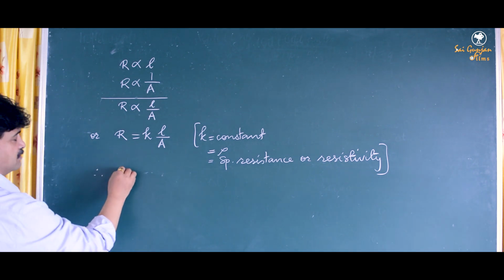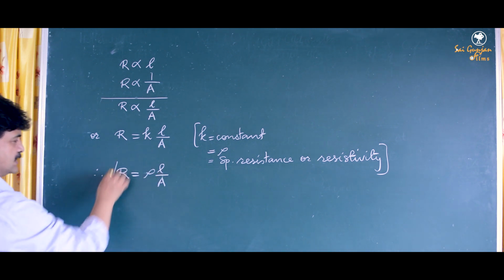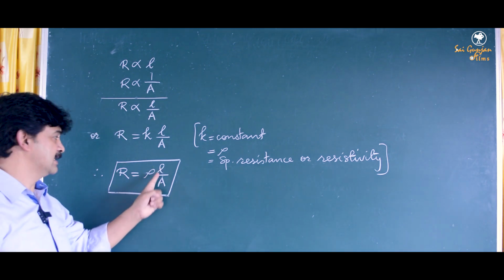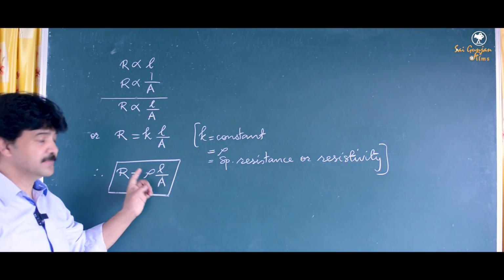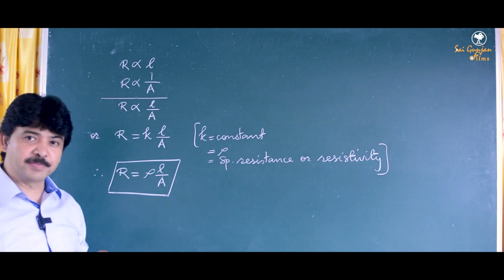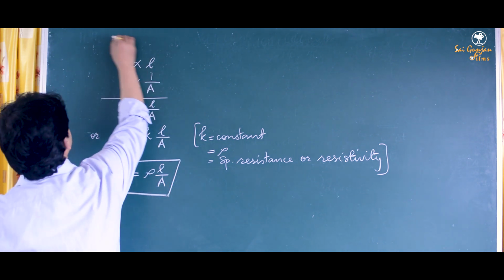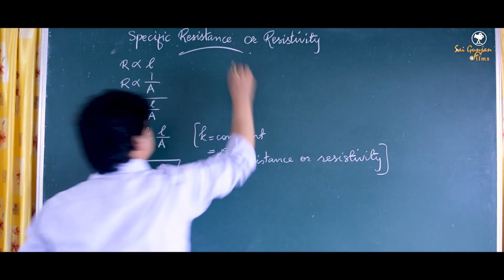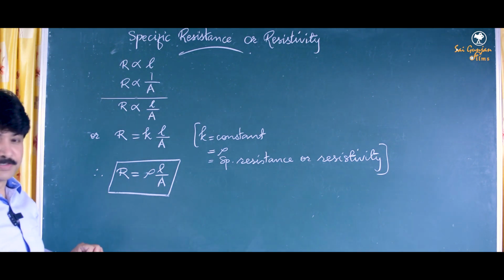That's why our formula now becomes R equals rho L by A. So this is the formula for the resistance in terms of length and cross-sectional area. Of course, resistivity is there. Now today in this class we are going to learn about this particular topic, the specific resistance. So today's topic is specific resistance or resistivity.